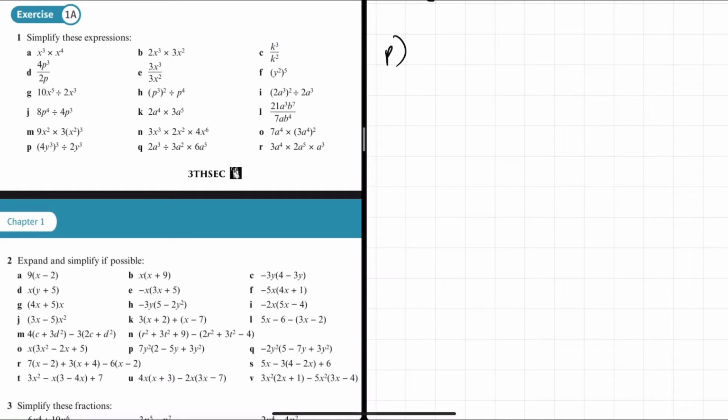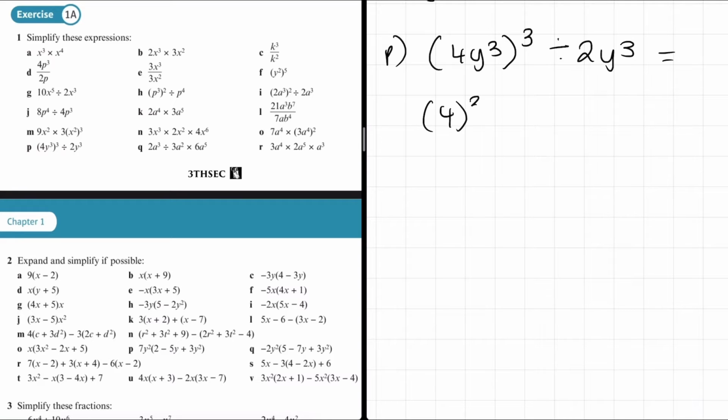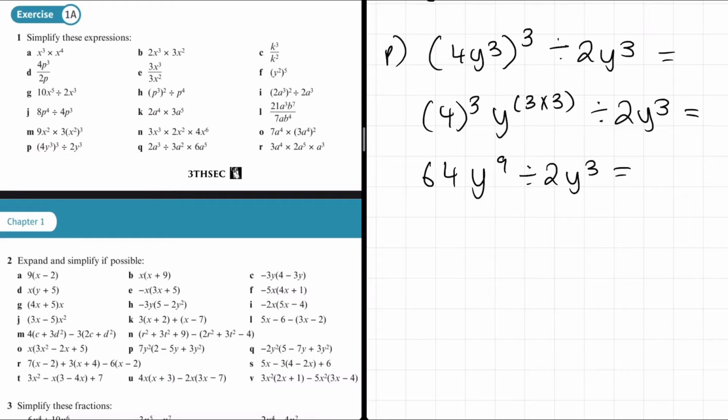P. We've got 4y cubed all to the power of 3 divided by 2y cubed. So we've got 4 to the power of 3 times y to the power of 3 times 3 divided by 2y cubed. 4 to the power of 3 is 4 times 4, which is 16, times 4, which is 64. y to the power of 9 divided by 2y cubed. And now we've got 64 divided by 2 is 32. And y to the power of 9 divided by y to the power of 3 is y to the power of 6.